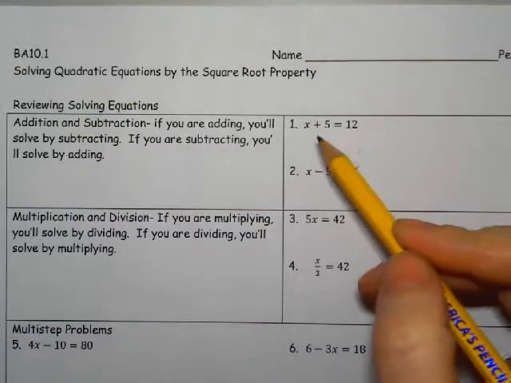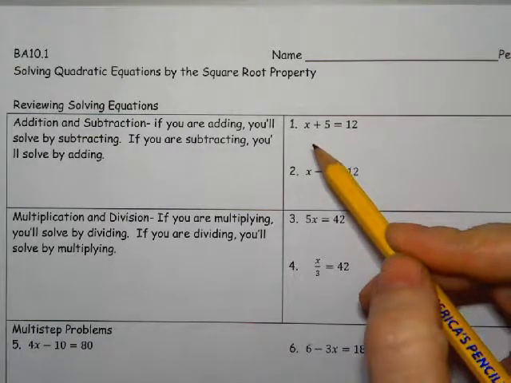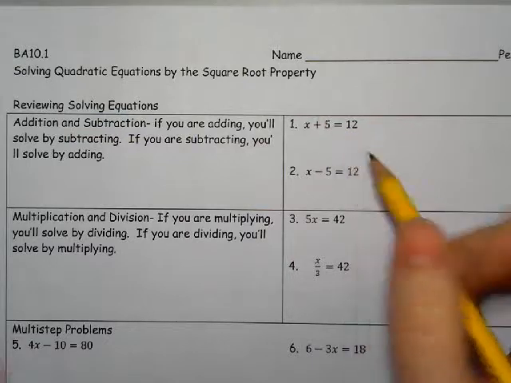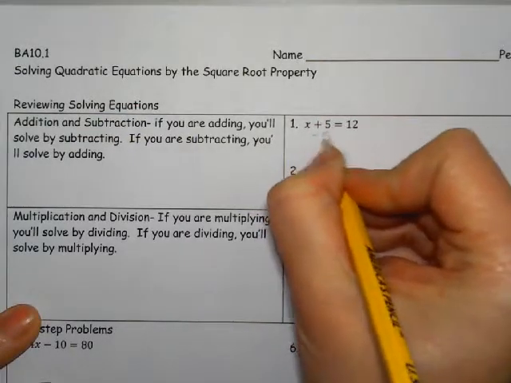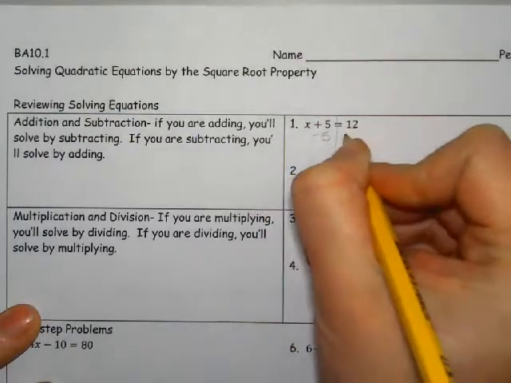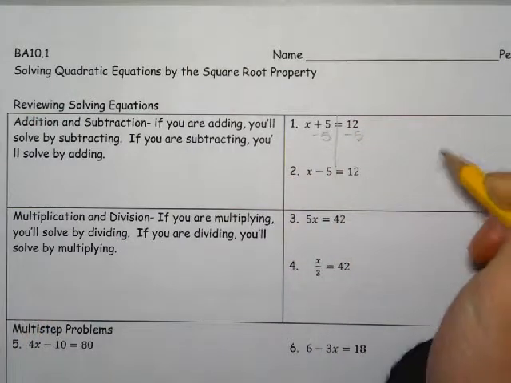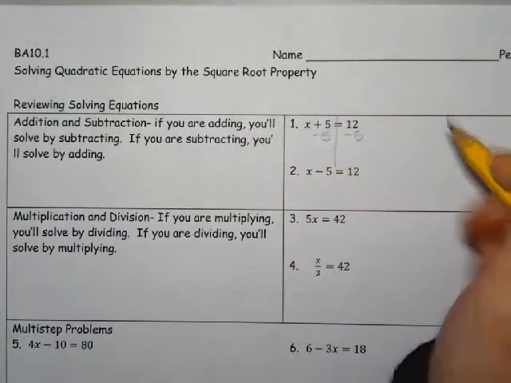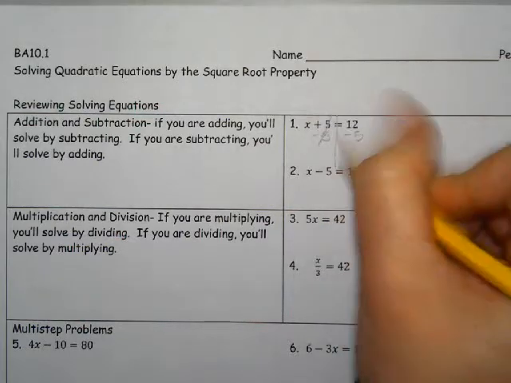What are we going to do? We're going to subtract 5. So subtract 5 from both sides of that equal sign. Make sure you are keeping that equal sign clear. So what I'm left with over here is x equals 7.